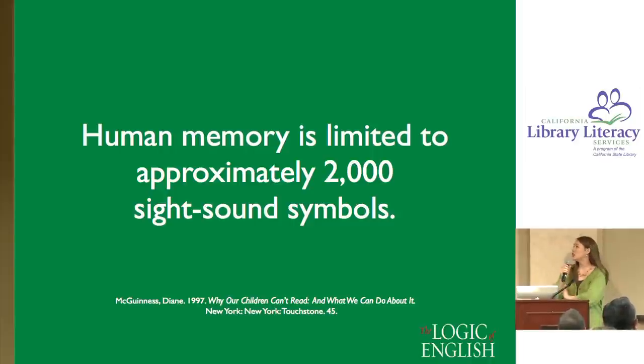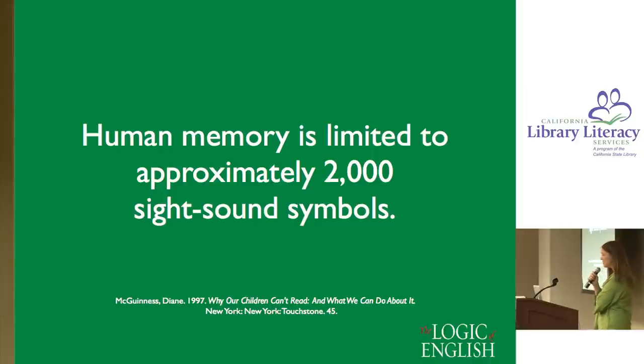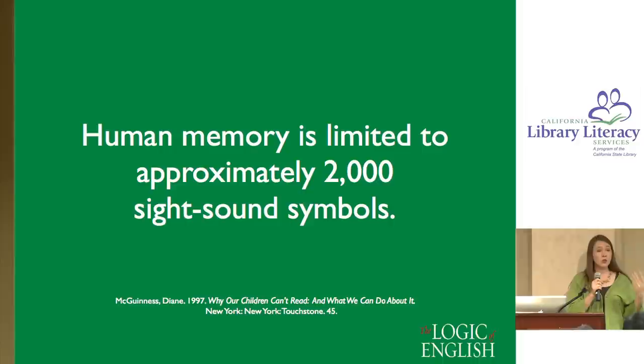There's something we need to know, though, as we think about sight words, and that's that human memory has been shown to be limited to about 2,000 sight sound symbols. And so we can memorize many words as pictures, but we have a limit to that. And in fact, many adults who are functionally illiterate know between 1 and 2,000 sight words. They have been successful at the task presented to them, yet they still cannot read well enough to make meaning out of a newspaper.